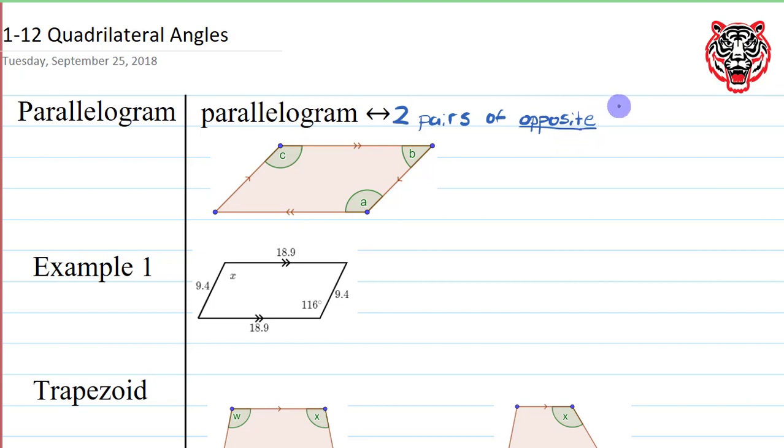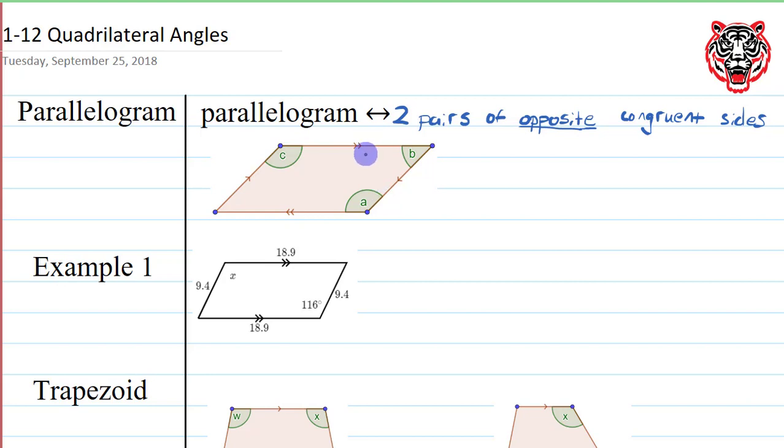Opposite congruent sides. Yesterday we learned that a parallelogram has two pairs of parallel sides. Now we're saying two pairs of opposite congruent sides. So it's just another definition that you have to add into a parallelogram. So this is a parallelogram. I know it's a parallelogram because I have two sets of parallel sides, which is our definition from yesterday, but also this.